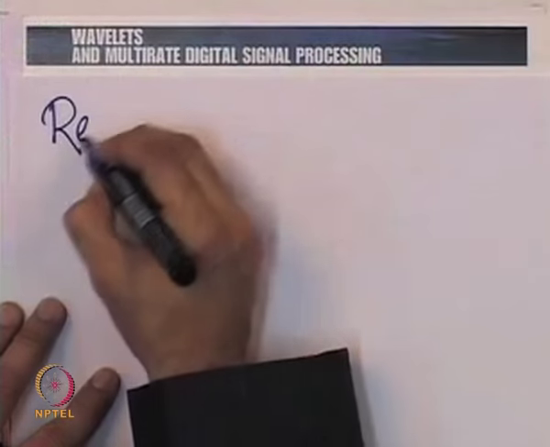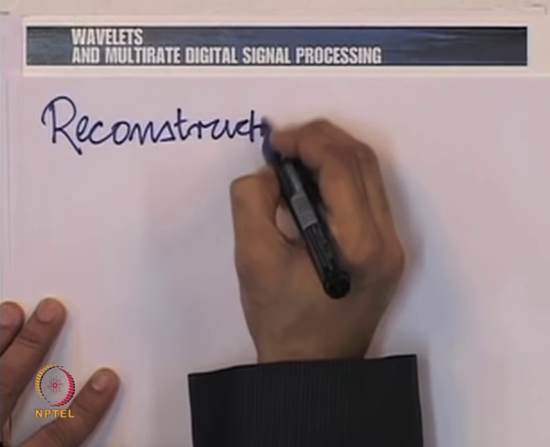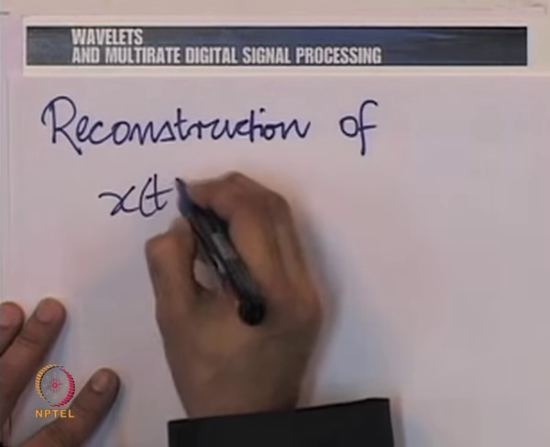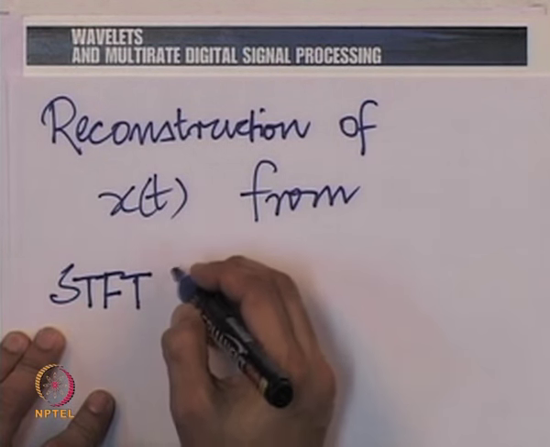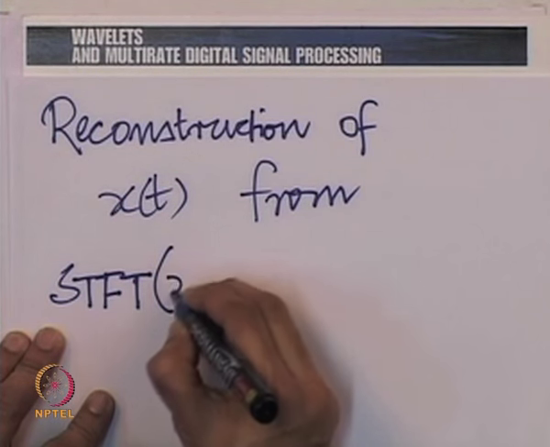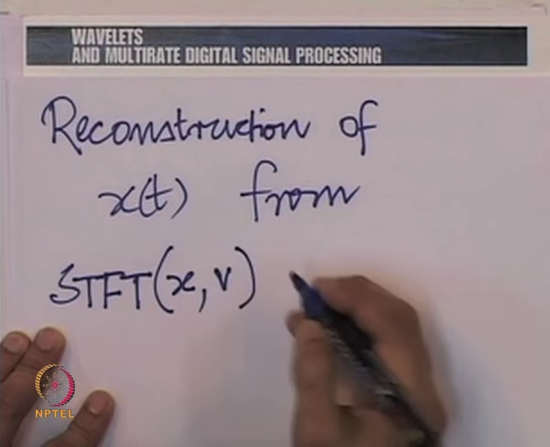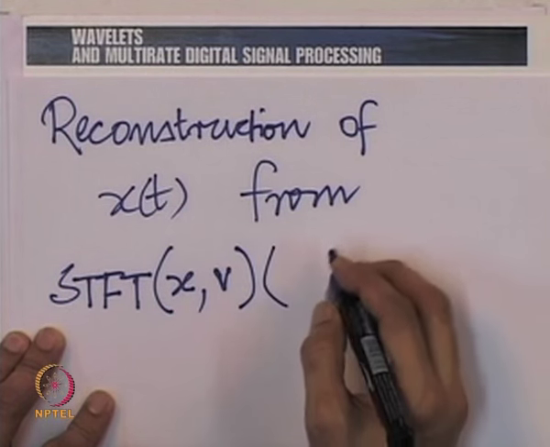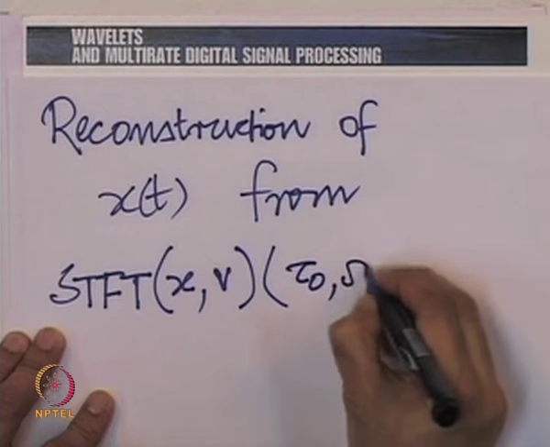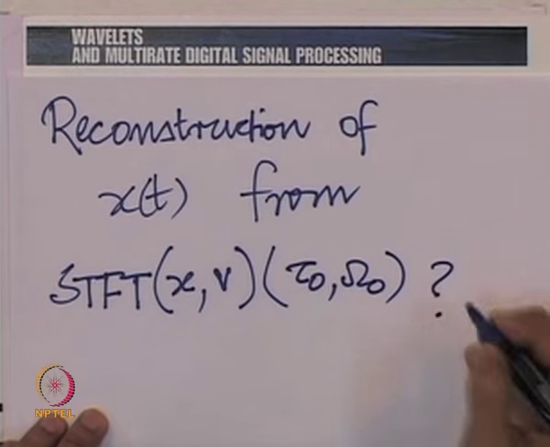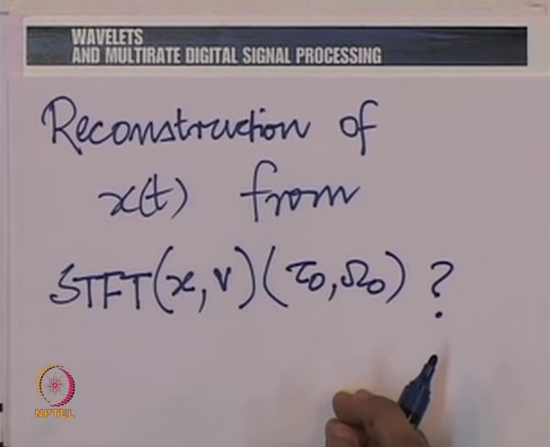How do we reconstruct a signal from its short time Fourier transform? So, let us recall the notation that we had used for the short time Fourier transform. The short time Fourier transform of the function x with respect to the window v, these are the secondary arguments, and the primary arguments are the translation and modulation given by tau naught and capital omega naught. So, this is the question. How do we reconstruct x(t) from this? In order for a transform to be useful, it must be invertible. Otherwise, we are losing something in the transform. And therefore, we need to ask this question and answer it satisfactorily.